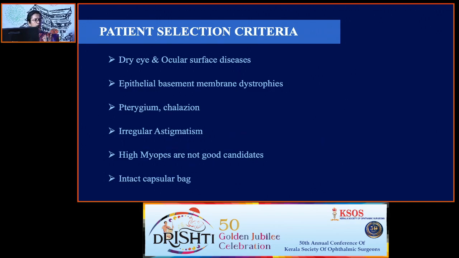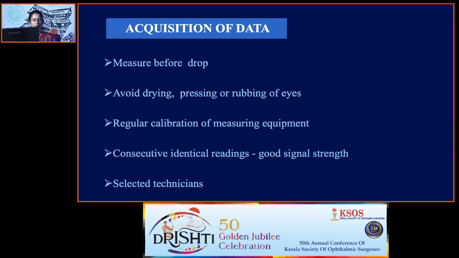Now, with the advent of optical biometers, accurate axial length measurement is not a problem. But measuring the cornea is the major problem in IOL power calculation. So we have to take these precautions. We have to treat the dry eye and ocular surface before measuring the cornea. Patients with epithelial basement dystrophies and irregular corneal astigmatism should be avoided for toric IOL implantation. High myopes are not good candidates, and you should have an intact capsular bag to provide rotational stability for the IOL. And you should measure the cornea before putting any dilating or anesthetizing drops.